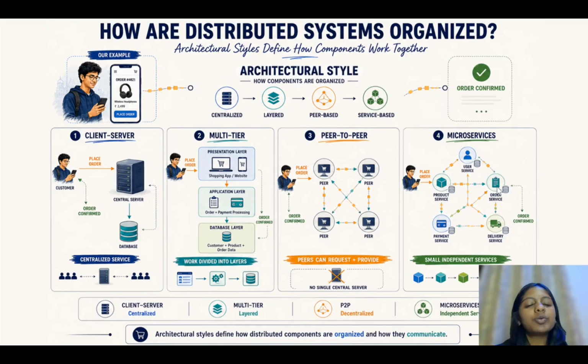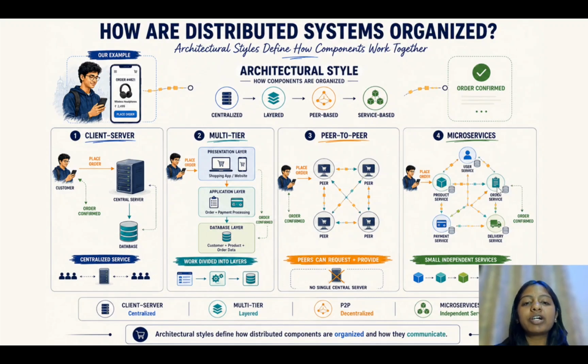So now we know what a distributed system is. The next question is, how do we organize all these components? This is where architectural styles come into the picture. The architecture style defines how the components of the distributed system are organized and how they communicate. There are four styles. The first is client-server, second multi-tier, third peer-to-peer, and fourth is microservices.